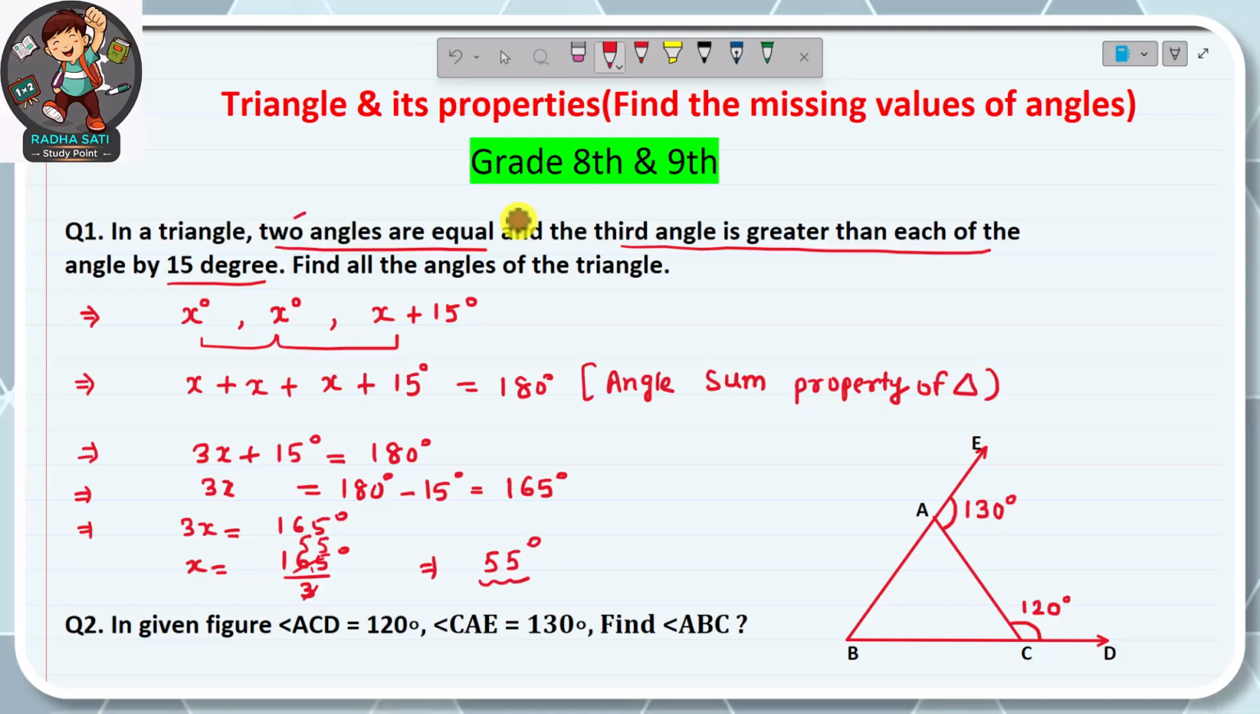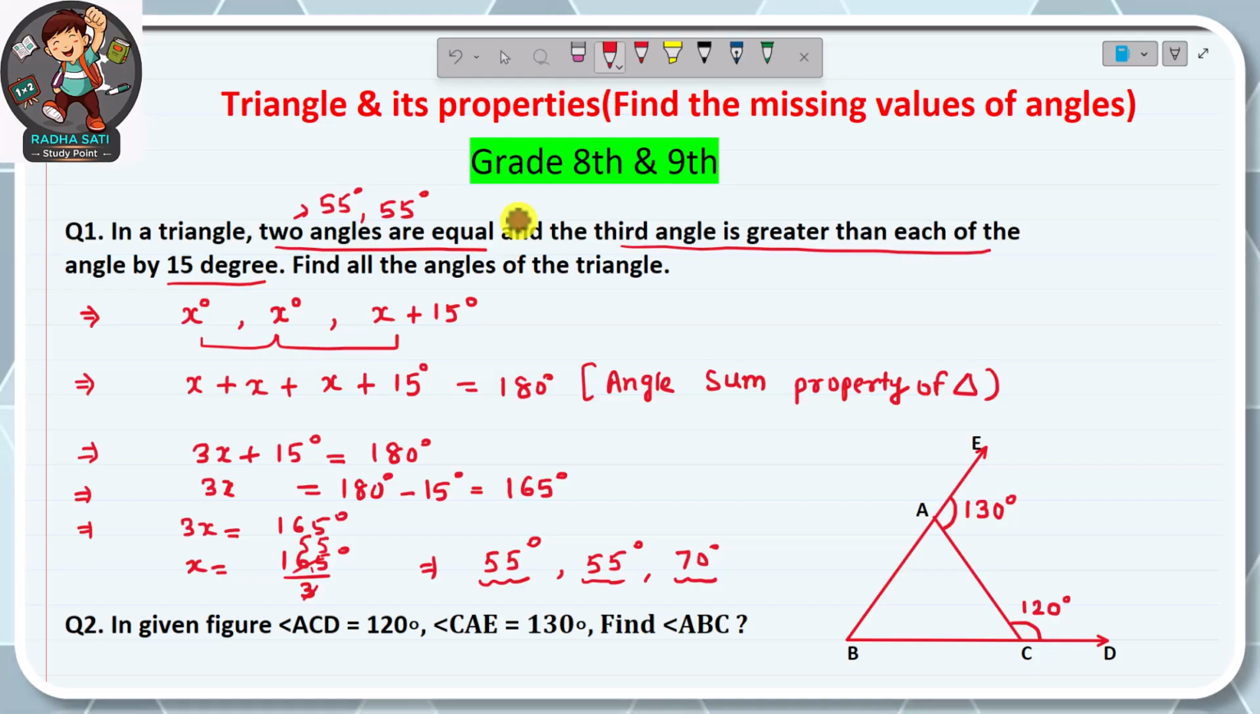So the two angles will be 55 degrees and 55 degrees, and the third one is greater than each of the angles by 15 degrees. So 55 plus 15 will be 70 degrees. The two angles are 55, 55 and the third one is 70 degrees. You can cross check by adding: 55 plus 55 is 110, 110 plus 70 is 180. So hence proved. The angles of this triangle will be 55 degrees, 55 degrees and 70 degrees.